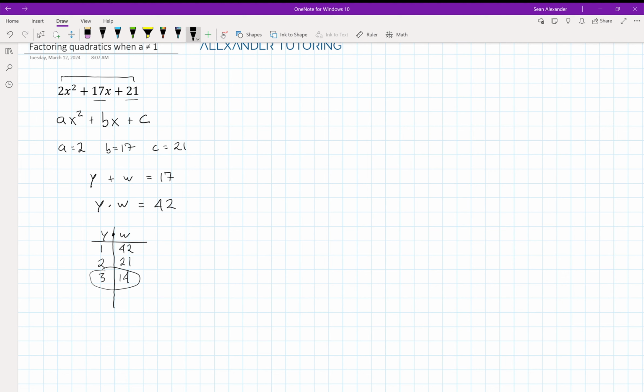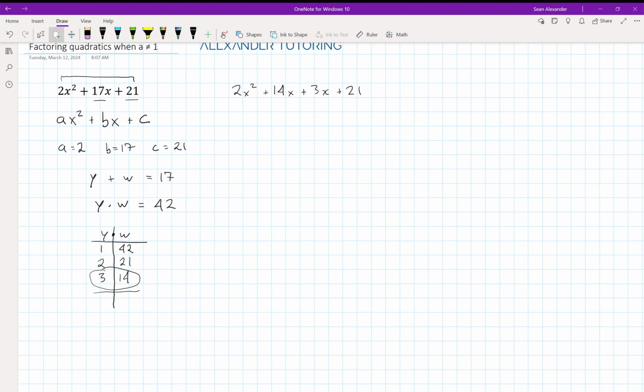Okay, so what are we going to do with those two numbers? We're going to split the middle term. So we're going to go 2x squared, and the 17x we're going to write as 14x plus 3x, and then the plus 21 we're just going to leave there. So I used these two numbers we came up with, the 3 and the 14, to rewrite the middle term. 17x is 14x plus 3x. I didn't tell you what order to do those in, and I'm going to explain why I put the 14 first in a second, but let's see what the next step is.